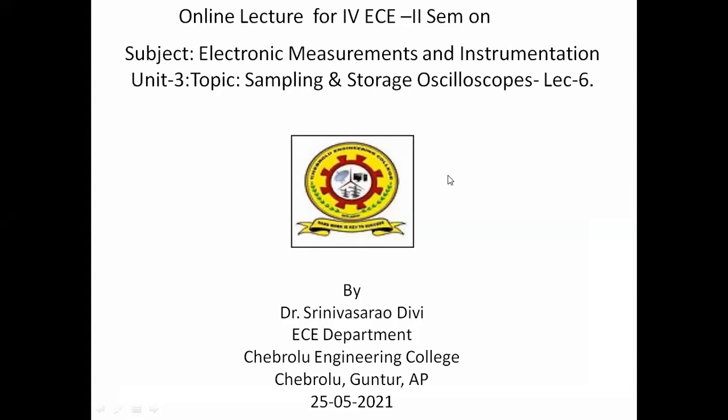whereas the dual beam oscilloscope uses two separate electron beams. It has two electron guns, two vertical deflection plates, and one horizontal deflection plate. At a time we can represent one signal only. So the dual beam oscilloscope produces two electron beams, whereas the dual trace oscilloscope traces the two signals at a time.